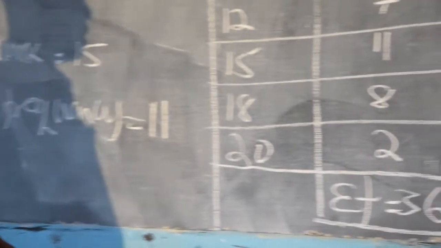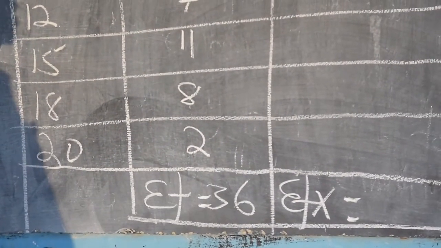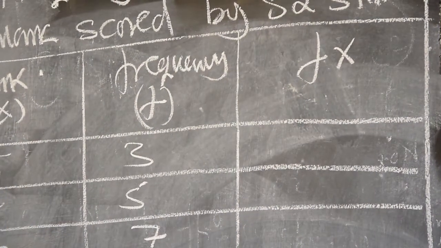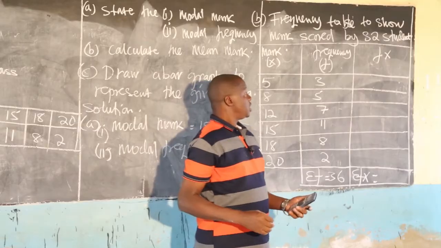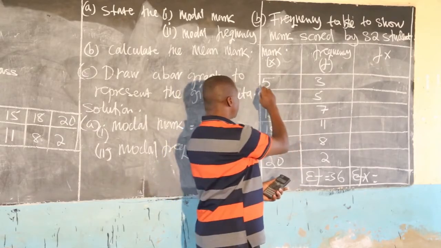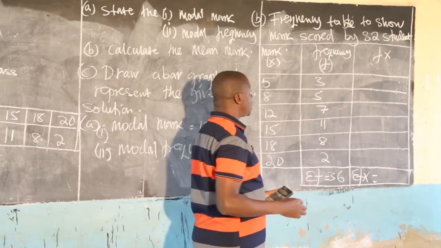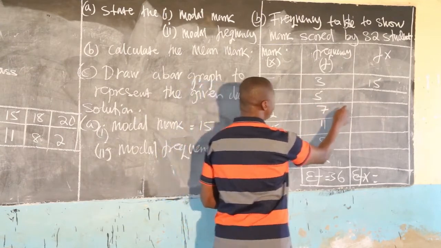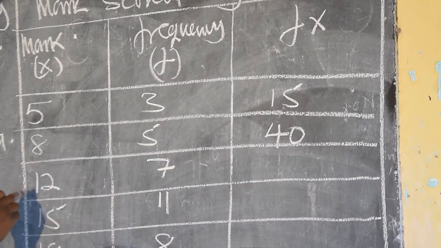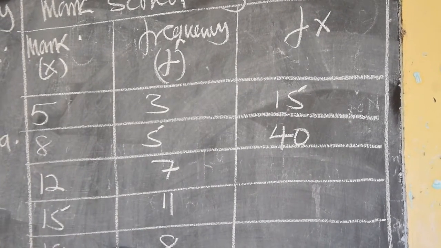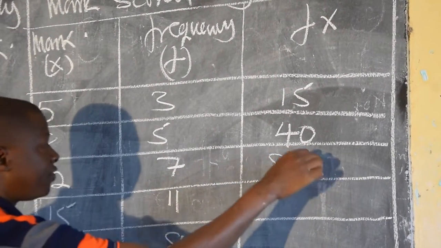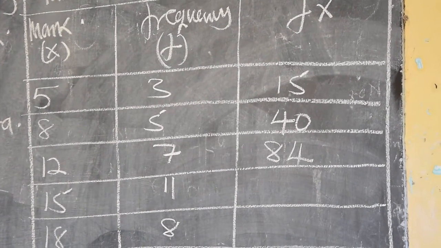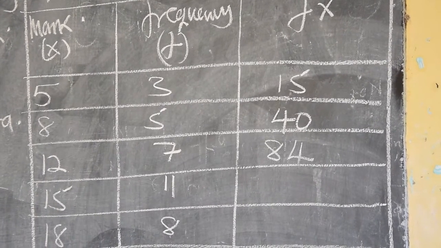Yes, it is 36. We are supposed to get frequency times the mark. What does it mean? We multiply 5 by 3. Get a calculator. This gives you 15. Next, 8 times 5, 40. 12 times 7, that is 84. Check properly: 12 times 7, 84.